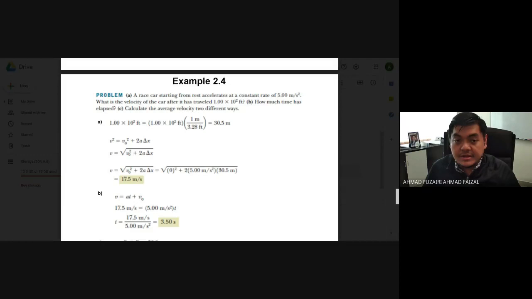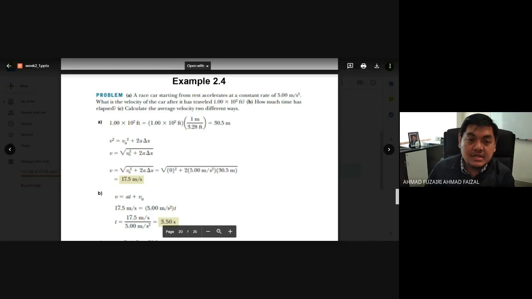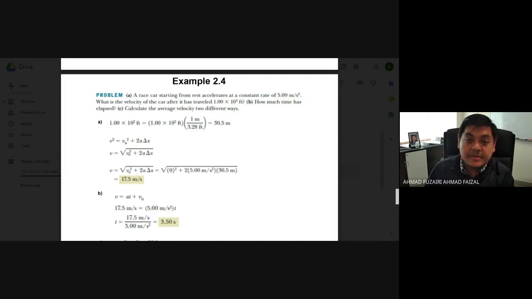So the first part is to get the velocity of the car after it has traveled. Meaning we need to find the final velocity after 100 feet, so 100 feet is 30.5 meters. The question gives V naught and A, and we also have X. So we use the last equation, V square equals V naught square plus 2A delta X. Here delta X is 30.5, A is 5 meter per second square and V naught is 0. Therefore, you will get 17.5 meter per second.